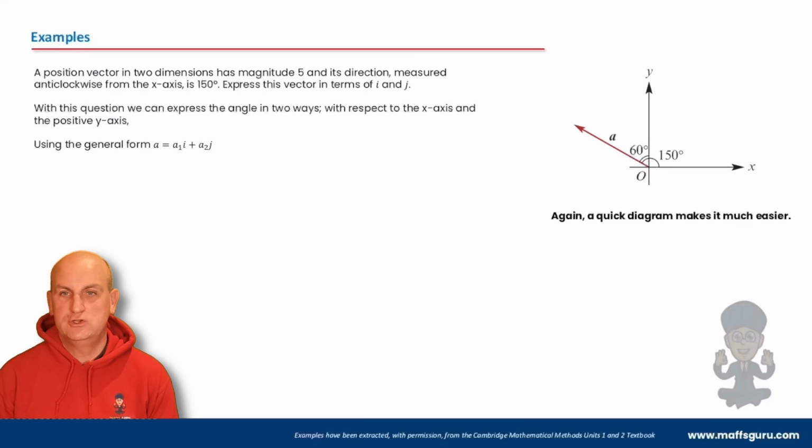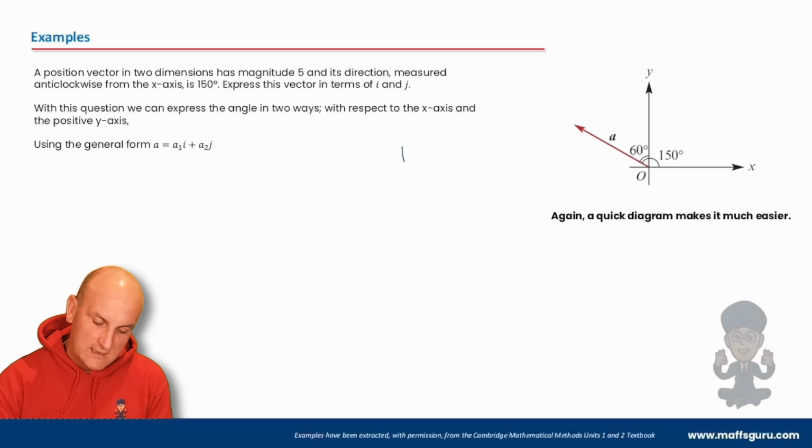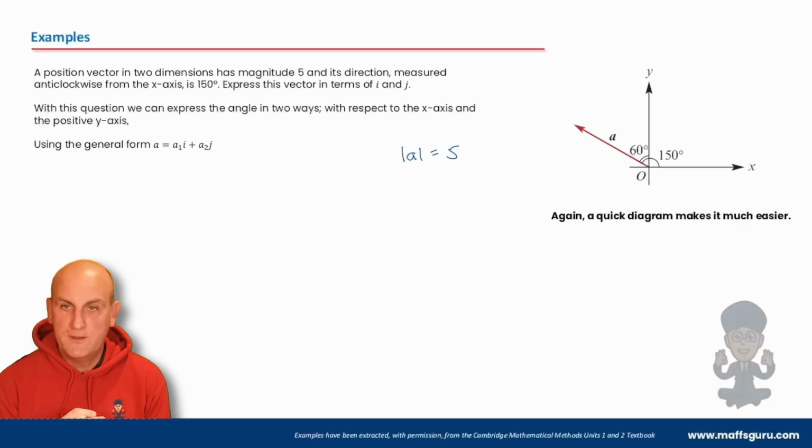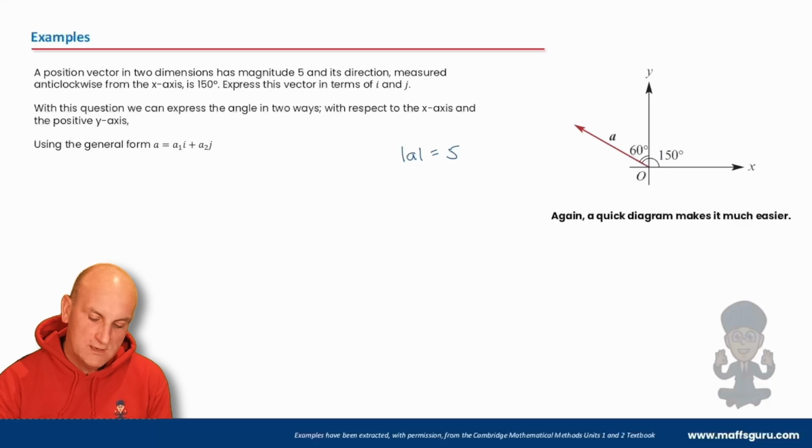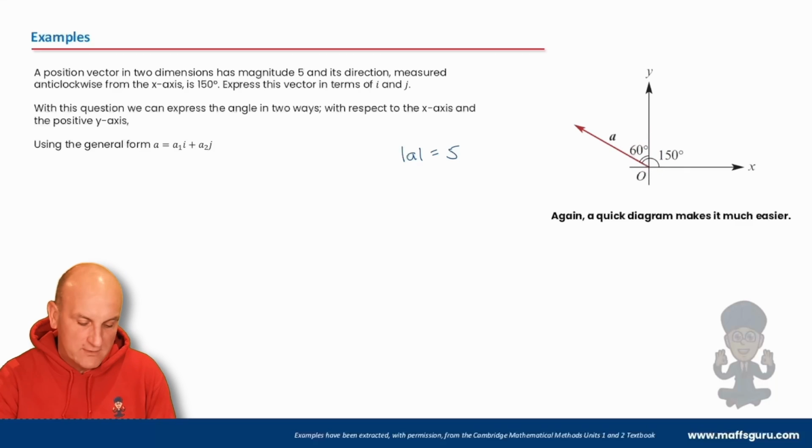A position vector in 2 dimensions has a magnitude of 5. Ooh, magnitude of 5. So we know from that automatically the mod of A is equal to 5. And its direction measured anti-clockwise from the x-axis is 150 degrees. Okay. Now, drawing this diagram makes life a little bit easier because what we know is that that now is 150 degrees and from the y-axis it's 60 degrees. How does that help us?